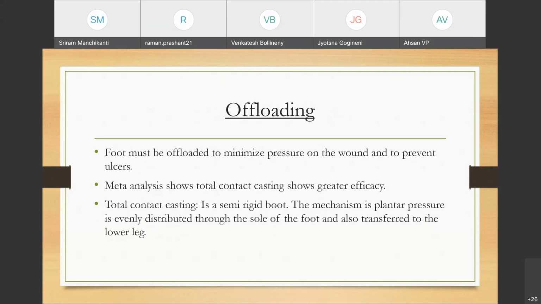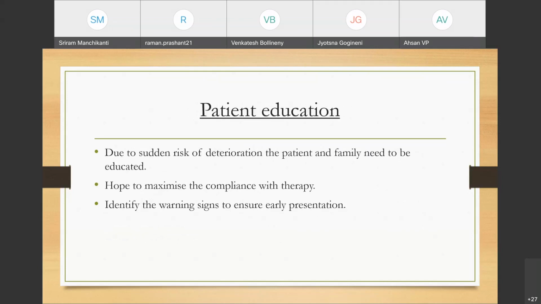Next is offloading. The principle of offloading is to minimize the pressure on the wound and to help heal ulcers. Meta-analysis shows that total contact casting has greater efficacy. So what is total contact casting? It is a semi-rigid boot. The mechanism is that the plantar pressure is evenly distributed throughout the sole of the foot, and it is also transferred to the lower leg. It was initially used in the management of leprosy patients, but it has found a greater role in the management of diabetic foot ulcer patients.